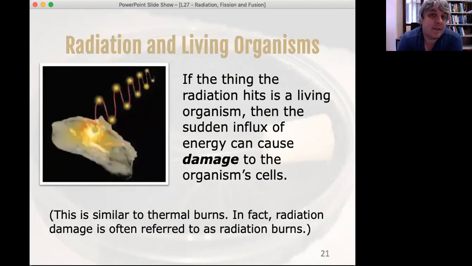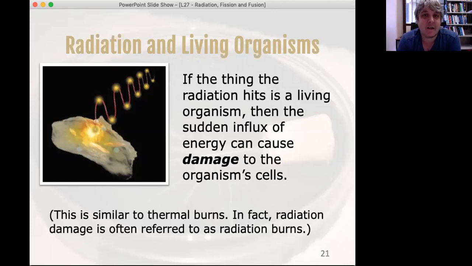If they hit a living organism, then that big amount of energy that suddenly is absorbed by that cell can cause damage to the cell. And it is very similar to thermal burns. Remember we talked about burning. If you put your hand onto a stove element, please don't do that. If you do, then the thermal energy from the stove element will be absorbed by your skin cells. The skin cells will rupture and die, the proteins will denature, and all sorts of damage will occur, right? And it can kill a whole bunch of your cells. The damage is pretty similar, and radiation damage is often referred to as radiation burns for that reason.